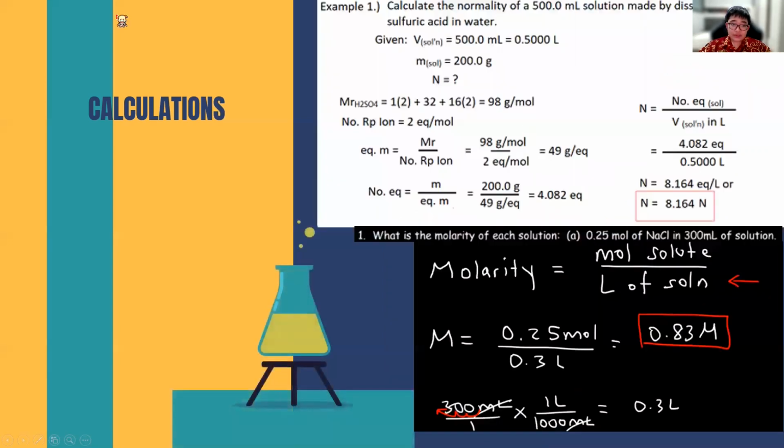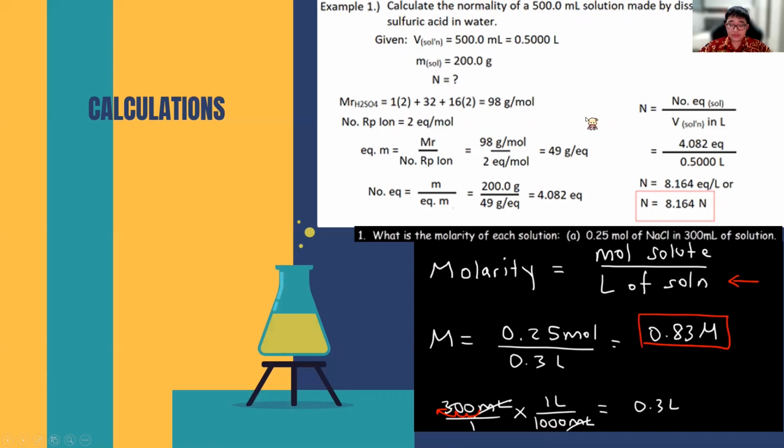For the example questions, number 1 is about normality. Calculate the normality of a 500 milliliter solution made by dissolving 200 grams of sulfuric acid in water. The given is 0.5 liters for the volume and the mass is 200 grams. And we need to find the normality.